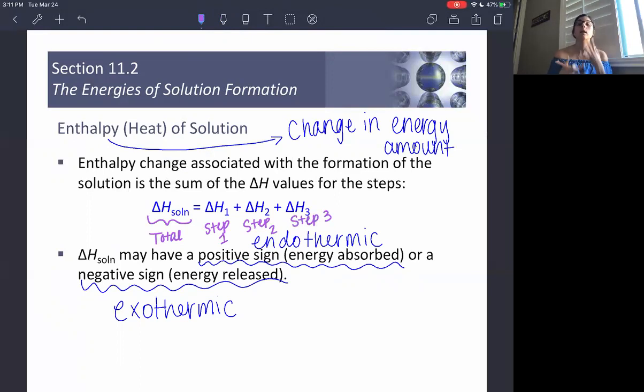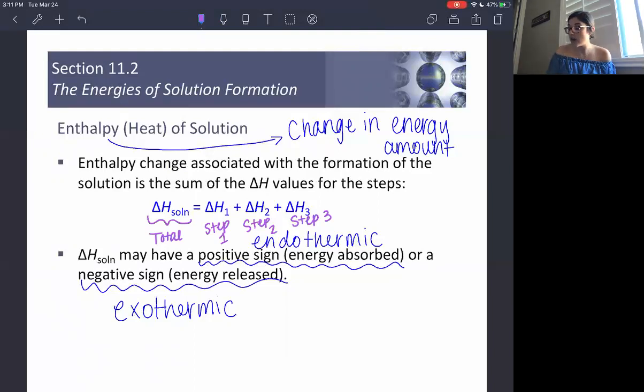It seems like a maybe complicated equation, but really it's not, and it's not something that's too difficult to wrap our head around. If you add up the total energy amounts involved in all 3 steps, you're going to get your total energy change for the entire process, which we call the change in enthalpy of a solution.